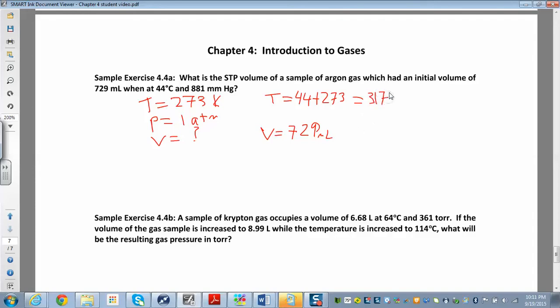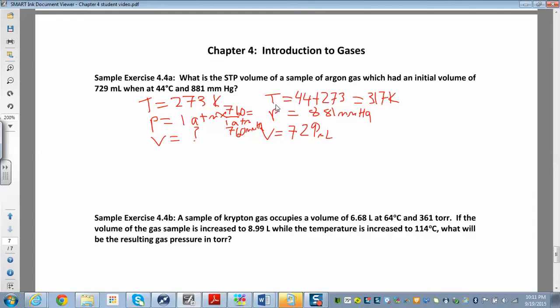317 Kelvin, and your pressure is 881 millimeters of mercury. Now, be careful, because our units don't match here. Kelvin matches Kelvin, that's good. But atm and millimeters of mercury are not the same thing. If we convert, it doesn't matter which one you convert. I think it's easier to go from atm to millimeters of mercury, because 1 atmosphere is 760 millimeters of mercury. So you end up with 760 millimeters of mercury as your pressure there.